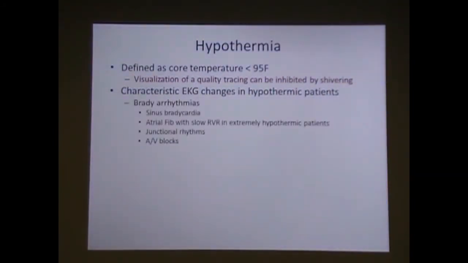Typical EKG changes are bradycardic in the kind of mild hypothermia. So sinus brady, you can have some AFib with slow RVR. You can get junctional rhythms and AV blocks. This is going from benign to more severe, okay, as they get colder. You can get Osborne waves, which I'll show you examples of. To me, it's kind of like a rectal thermometer. The bigger the Osborne wave, the colder they are.